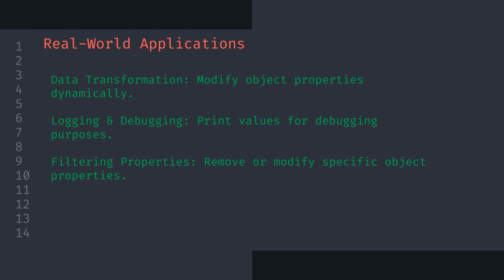This method is useful in data transformation, logging, and filtering object properties. For example, we can iterate over user objects and modify or remove certain fields dynamically.